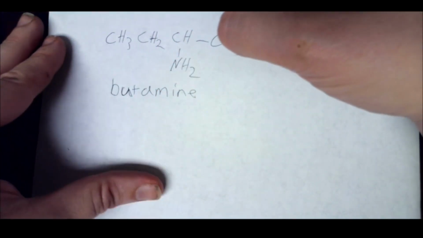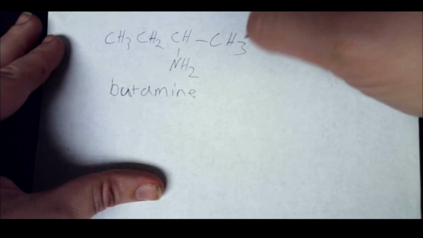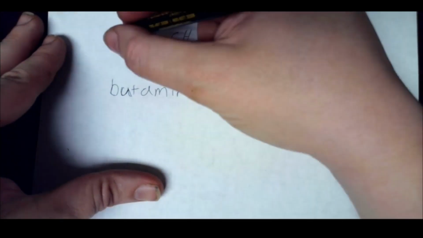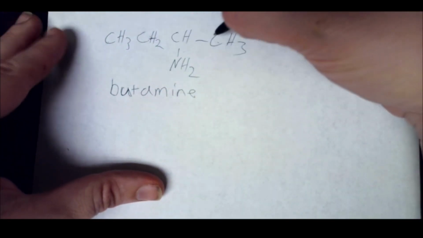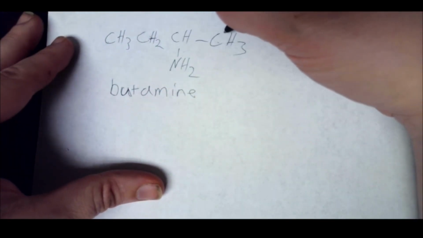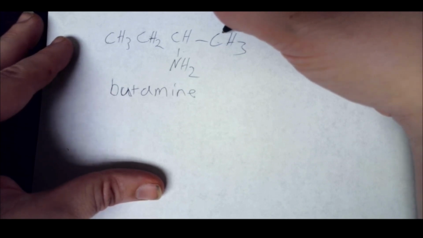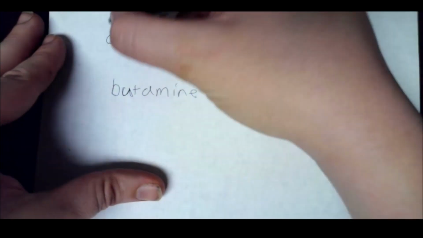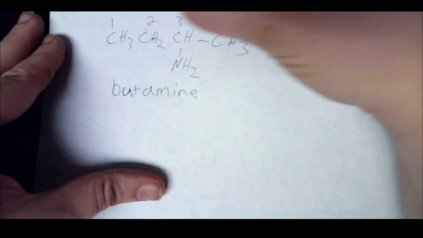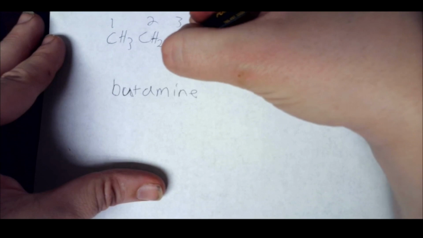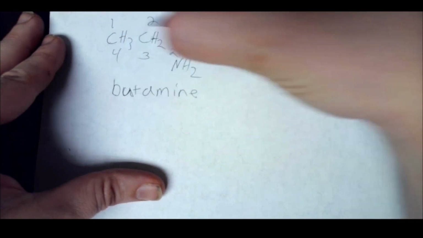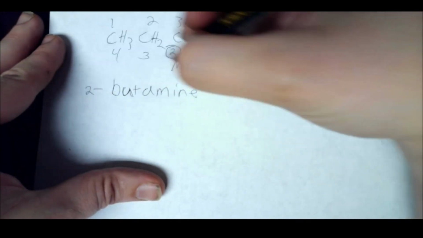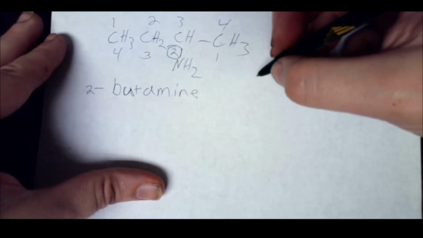But what number does this get? We have to number this to say where this amine is. It could be here, could be here, could be there, but it is there. We always count from the end so that the functional groups get the lowest number. So if I go 1, 2, 3, 4, or 1, 2, 3, 4, I want 2. So we'd call it 2-butanamine.